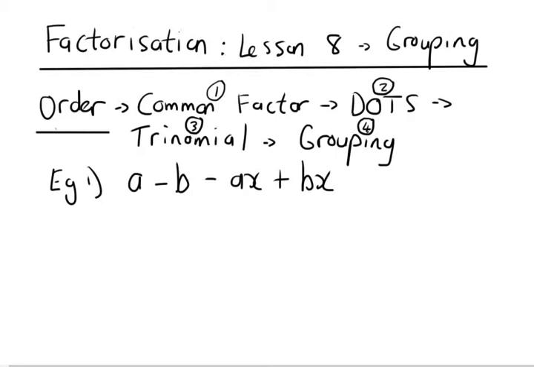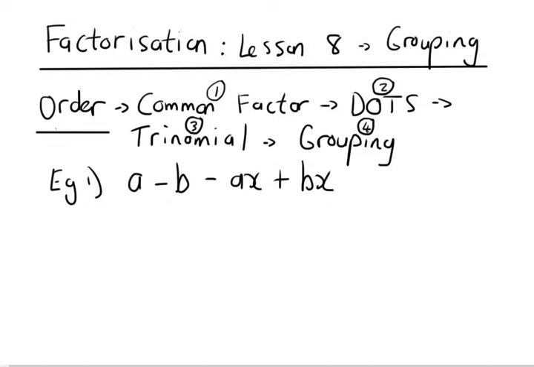Welcome back. We're going to have a look at the last type of factorization that we're going to have a look at, which is grouping. So in terms of grouping terms, but before we look at that, let's just have a look at the order. When you have to factorize, or they give you sums involving the need to factorize, you're first going to have a look at common factor, then difference of two squares, then trinomials, and then groupings.